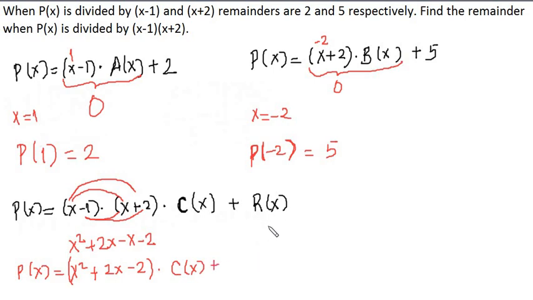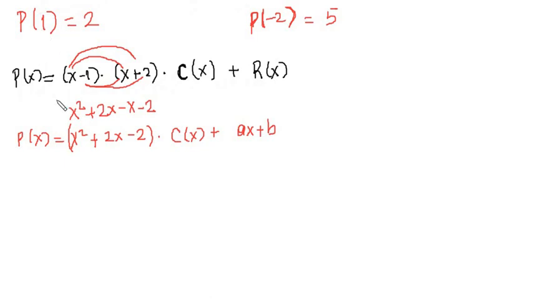And the degree of the remainder must be 1 or 0, because the degree of the divisor is 2. It is a second degree polynomial. So we can say that the remainder may be a times x plus b. We are going to find out the value of a, and we are going to find out the value of b. So now we are going to use these two pieces of information. As you see, p of 1 is equal to 2 and p of negative 2 is equal to 5.